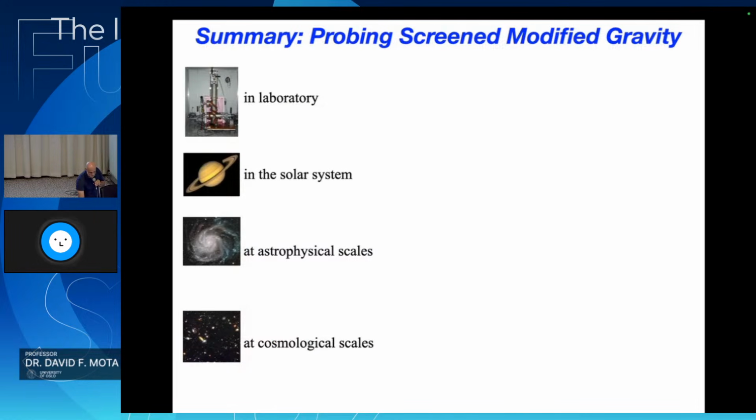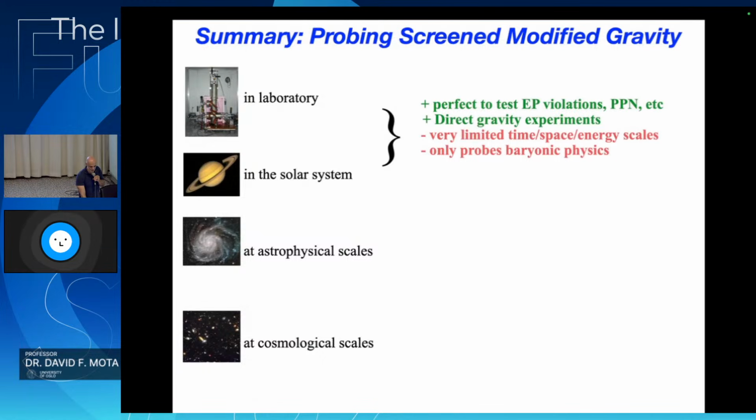So my final slide, sorry, I didn't have time to cover the whole thing, but my idea is to probe screened modified theories of gravity. So I think if you have a theory of modified gravity, you need to screen it somehow. Otherwise, it's ruled out by laboratory experiments.